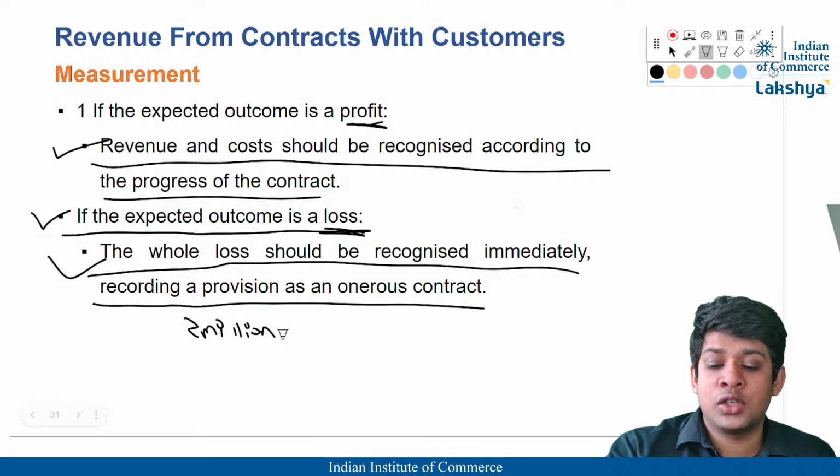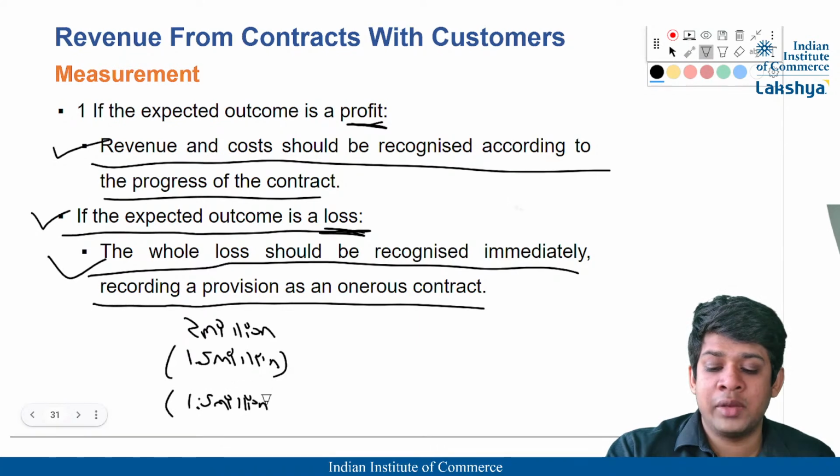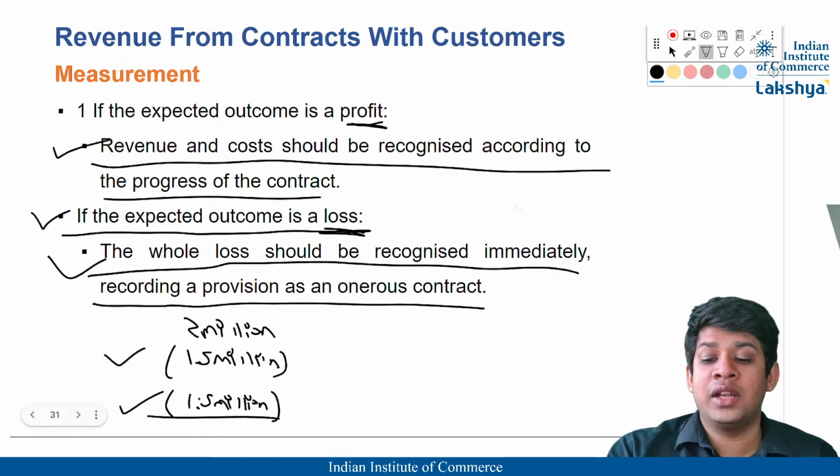So technically, if the expected outcome is a loss, say 2 million is what the customer is going to pay me, that is the total contract price. Costs incurred to date are 1.5 million, and maybe I'll say 1.5 million more of the costs are to be incurred, right? So technically, I'm going to incur 3 million costs in total. That is what I'm expecting, right?